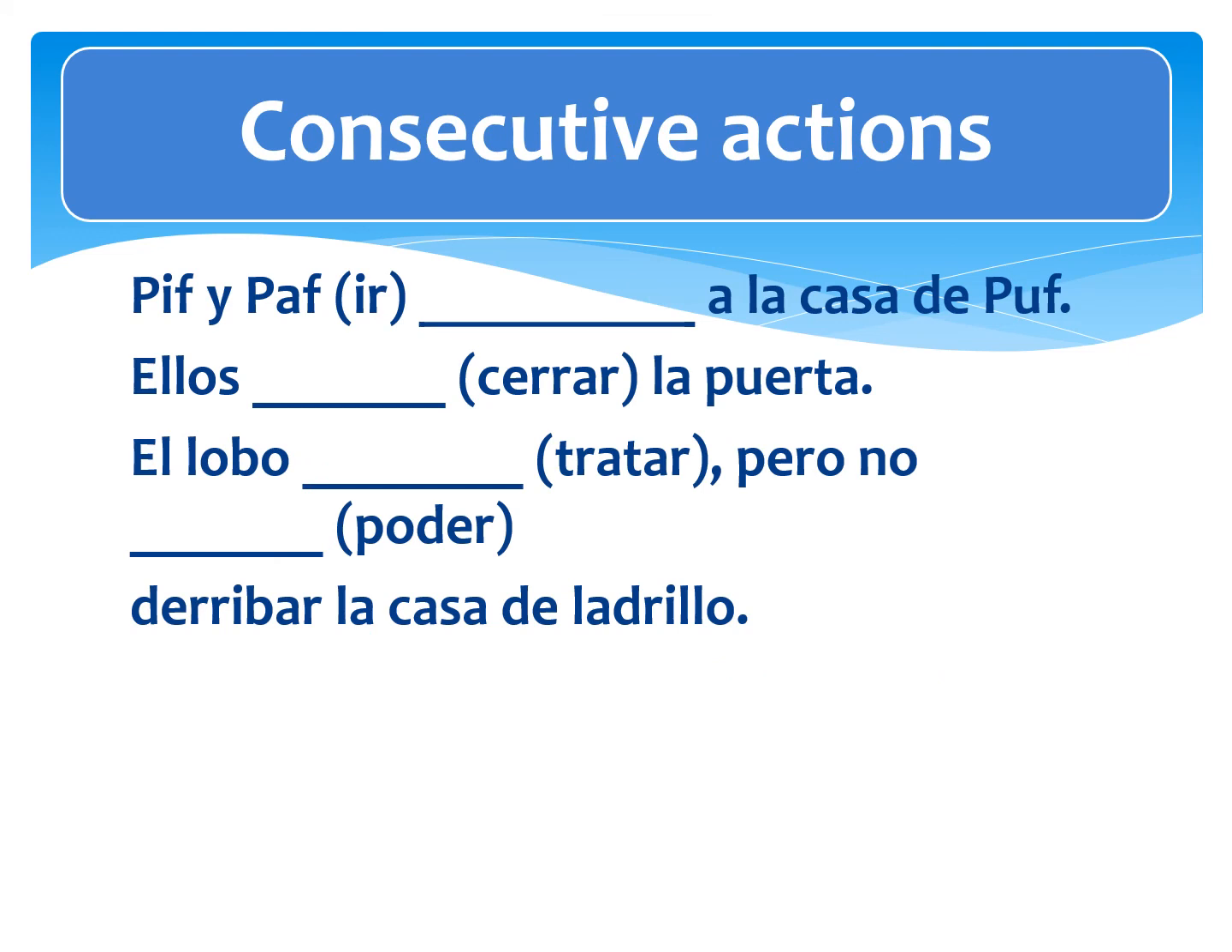And let's look at some consecutive actions. I'll give you a few moments to work. Pause the video if you need more time, and then we'll go over the answers.